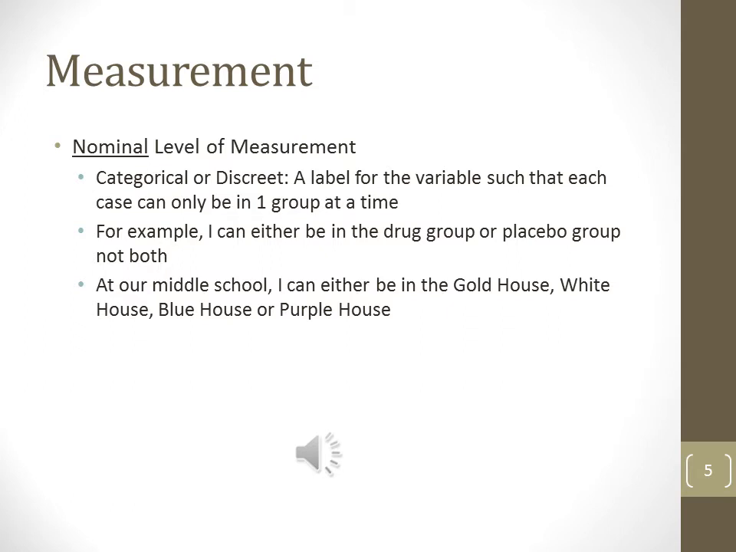Another example would be at one of our middle schools. They have a house system, and you can only be in one or the other house. You can't be in more than one house. So you're either in the gold house, white house, blue house, or purple house. That's what we would call a nominal level of measurement.